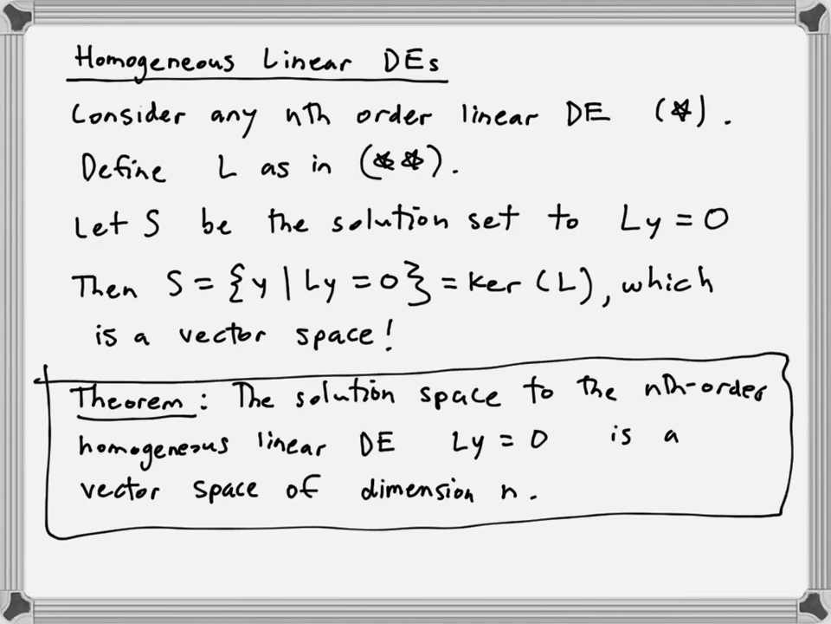So here's what we're saying, okay? What we're saying is that the solutions to the nth order homogeneous linear differential equation, which looks like Ly equals 0, must have dimension n. In other words, there must exist n linearly independent functions that form a basis for the solution space. So all solutions are made up of those. So now we can use some vector space theory that we know.